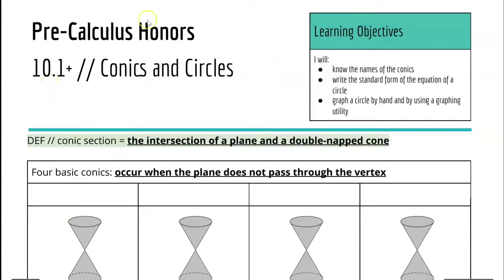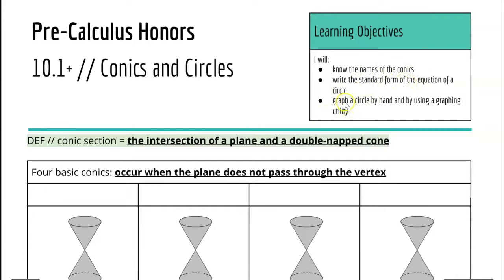In your textbook, circles I think are in chapter 1, and we skipped that chapter, so I've just added circles in here so that we can go through some additional learning objectives. So these are the three we're looking at for today. I want you to know what are the different types of conics and how they're formed, and then we'll go into circles, writing the standard form of a circle and then graphing.